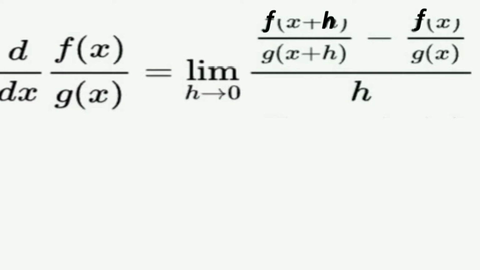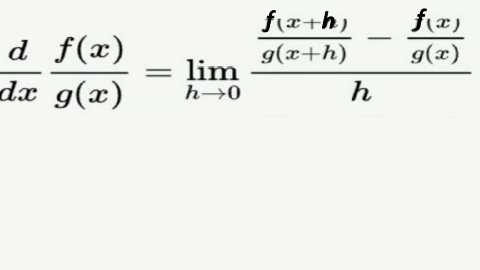The quotient rule. We are going to derive the formula for the quotient rule of differentiation using the functions f of x and g of x. The derivative of f of x over g of x is equal to the limit of f of x plus h over g of x plus h, minus f of x over g of x, all over h, as h approaches 0. H here is the change of f of x and g of x.